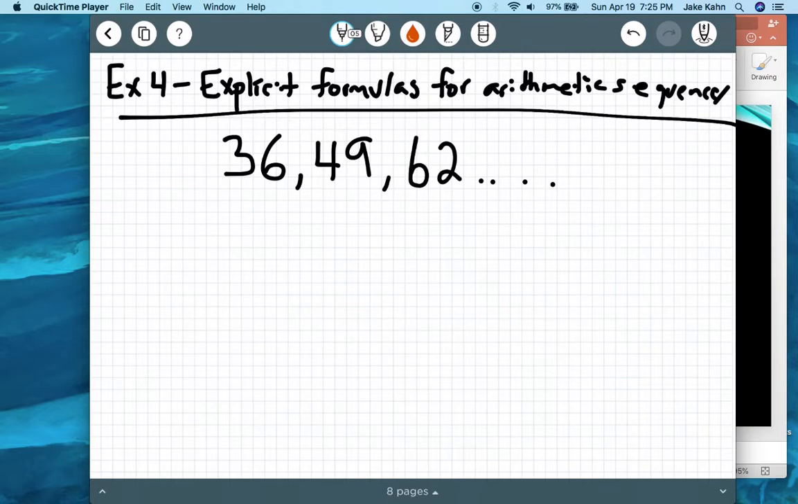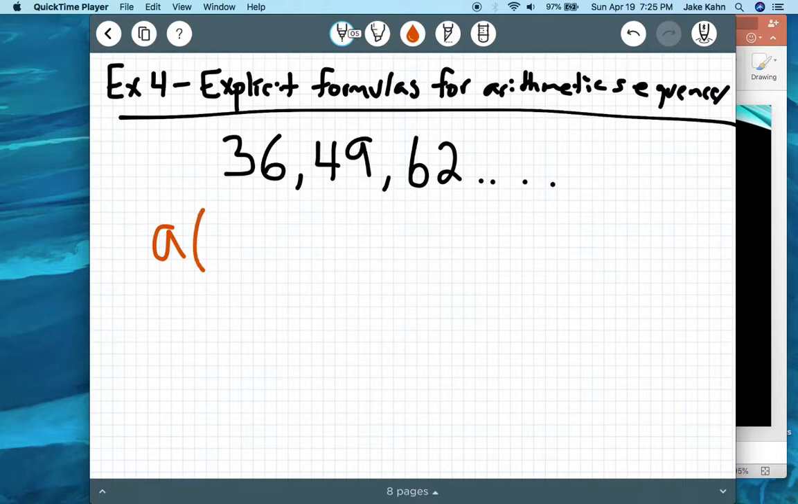Example 4 is very similar. You will get a list of numbers, but instead of writing the recursive formula, you will need to write the explicit formula. The explicit formula is just one equation. Its general form from the PowerPoint is written as follows.